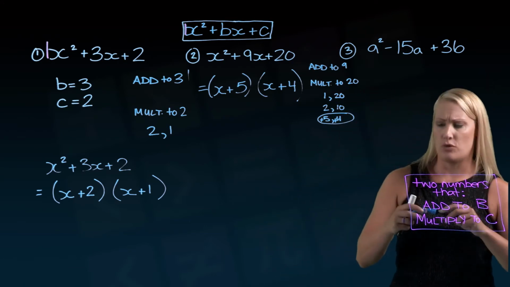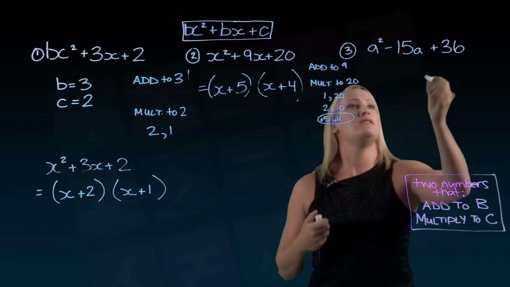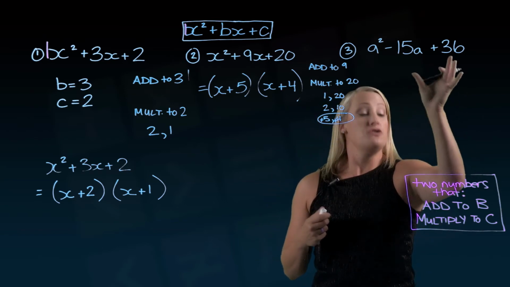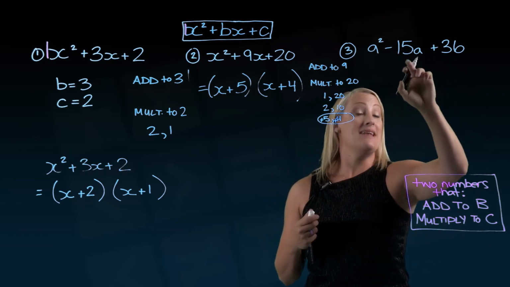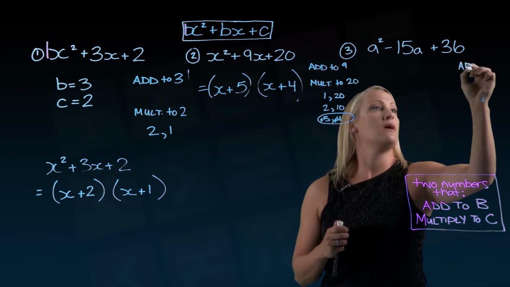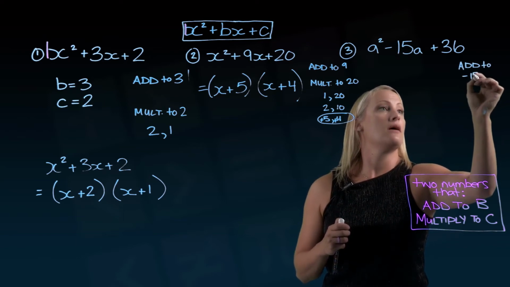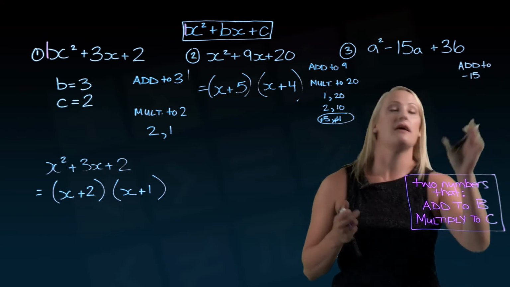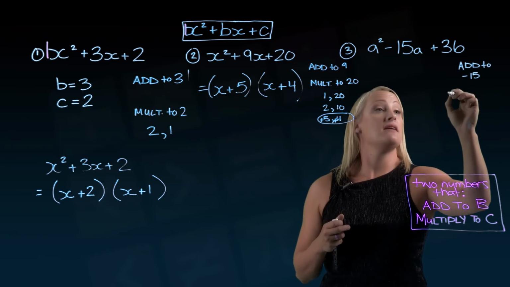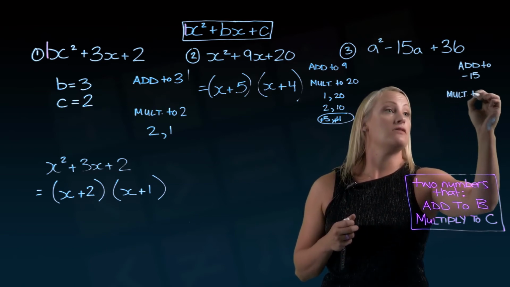We're going to take a look at one more example. So in this case, we are going to take a look at two values that add to negative 15 this time. So let's write that down. So we're going to have to deal with some negative numbers, but that's okay. The process is still the same. And they need to multiply to 36.